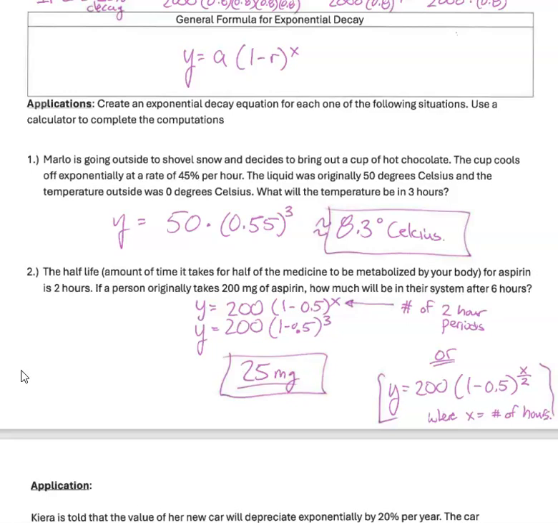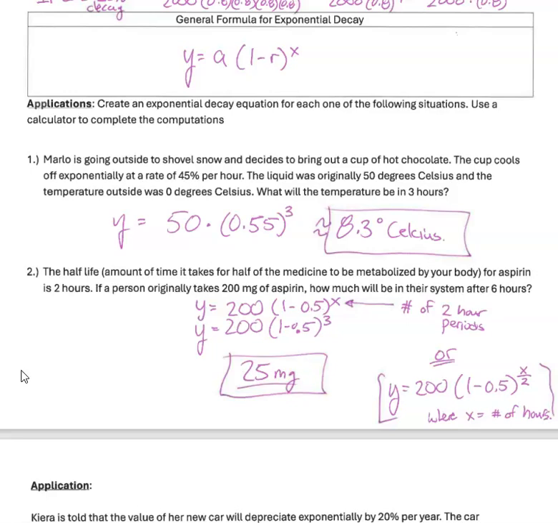The next one is the half-life, the amount of time it takes for half of the medicine to be metabolized by your body. For aspirin, it is going to be 2 hours. That means if you take the pill, 2 hours later, half of it is gone. And then 2 hours later, half of what is there now is gone. And it just keeps happening until it's pretty much gone from your body.